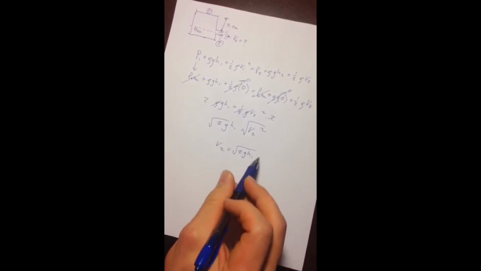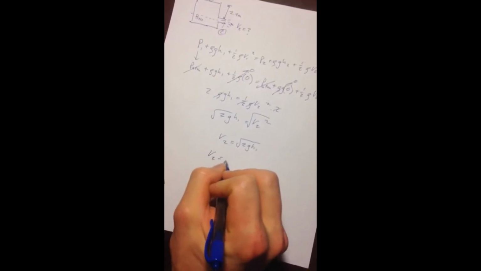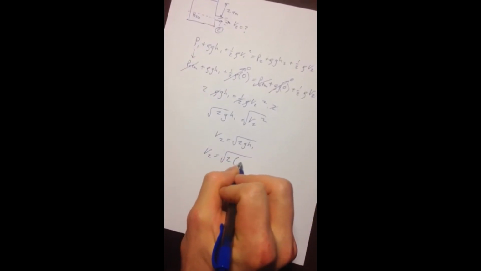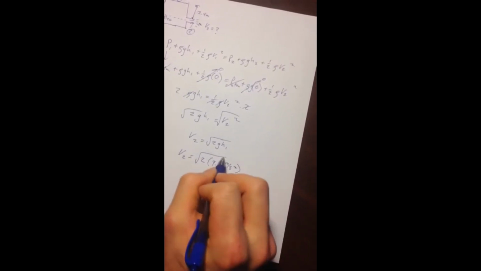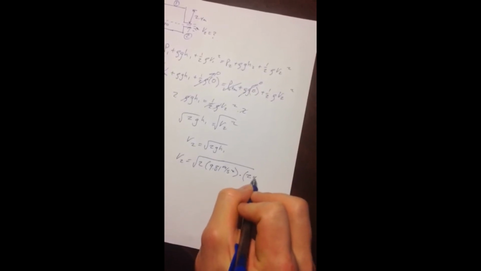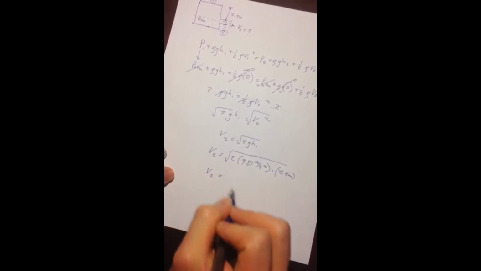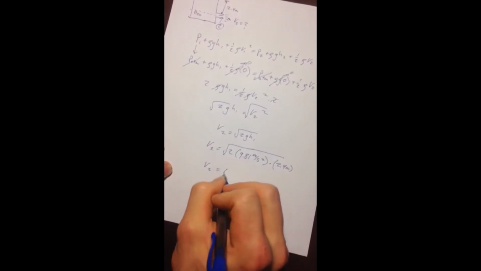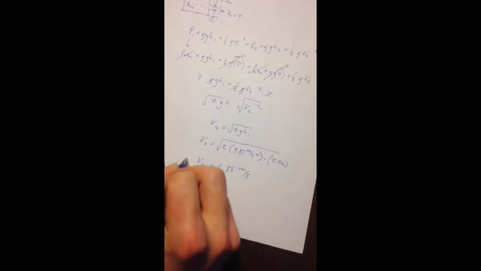We know gravity, we know the height is 2.4, and so v2 is going to be equal to the square root of 2 times 9.81 meters per second squared, multiplied by h1, which is 2.4 meters. So with all that calculated, v2 will be 6.86 meters per second.